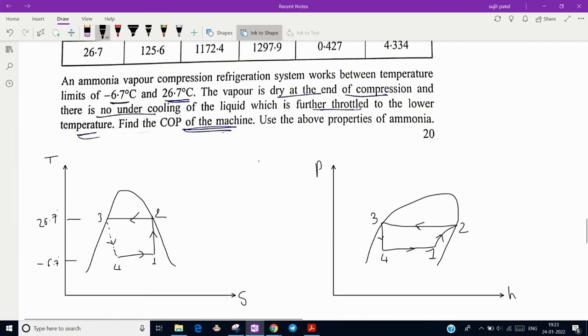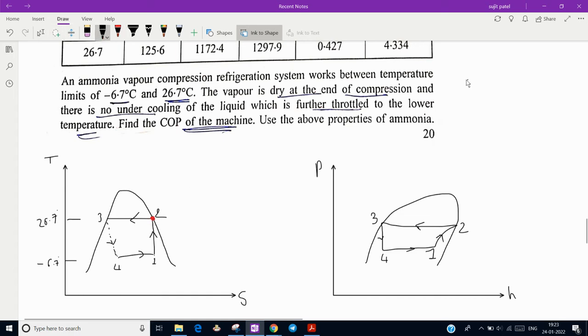So here, whatever the condition is given, I have already drawn the PV and TS diagram of the system. Here 1 to 2 represents compression, 2 to 3 represents condensation, 3 to 4 represents throttling, and 4 to 1 evaporation. So here it is written dry at the end of the compression, so point 2 is on the saturated vapor curve. Okay, so now we have to find out the COP of the machine.